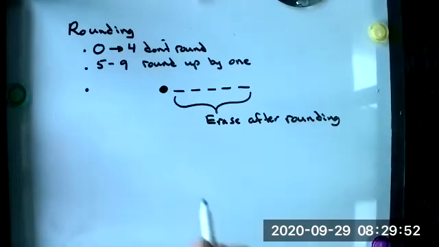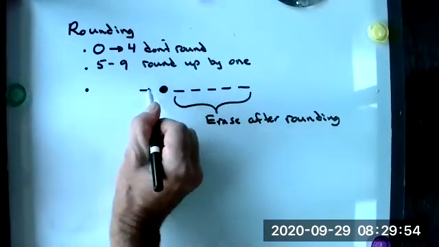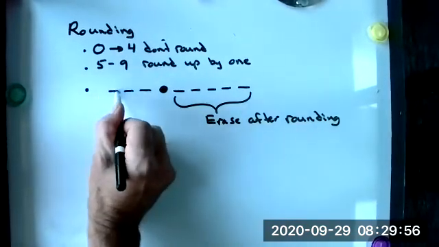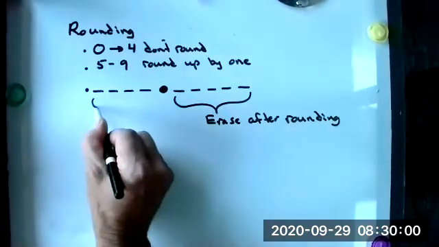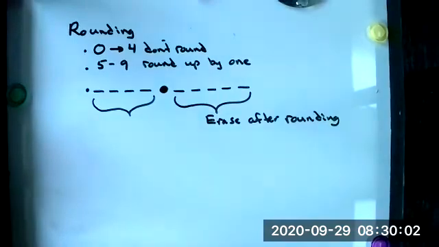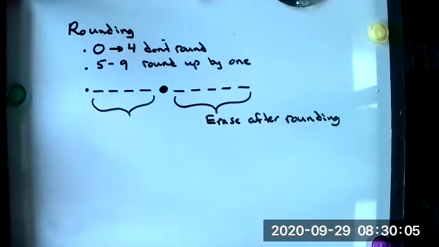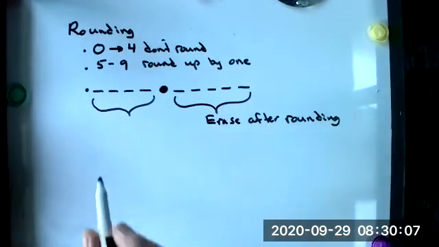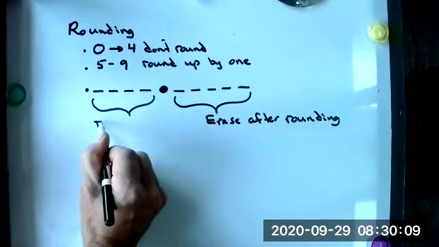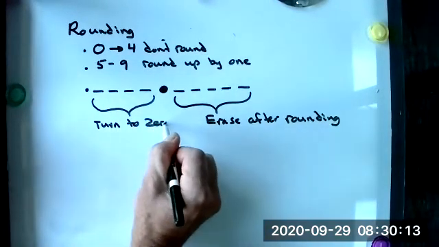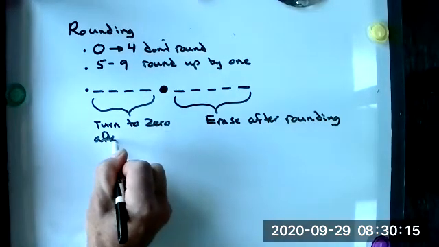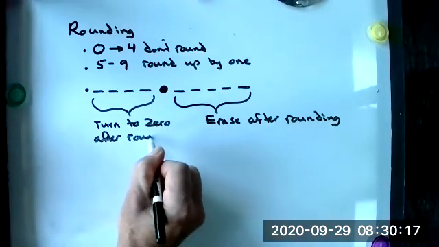The next part would be, okay, well, what if I'm playing this rounding game over to the left of the decimal? Now these you do not erase, because if you do, your answer is going to be so far off. What you do is you turn these to 0 after rounding.